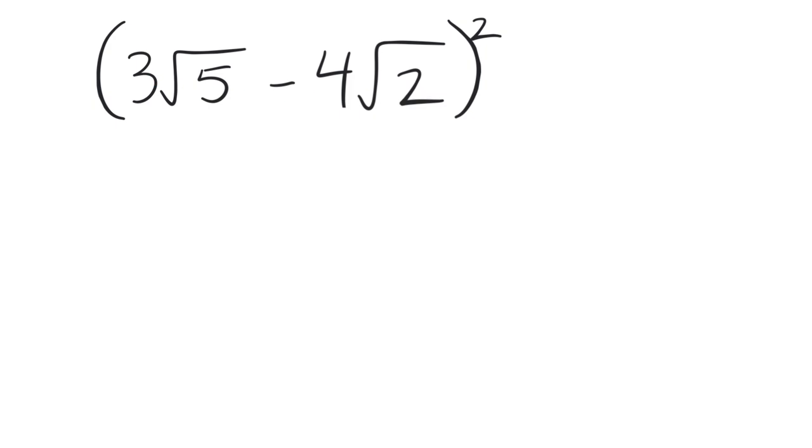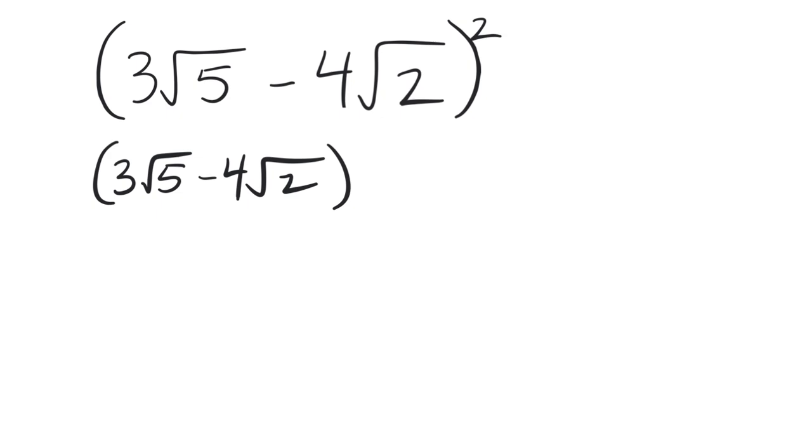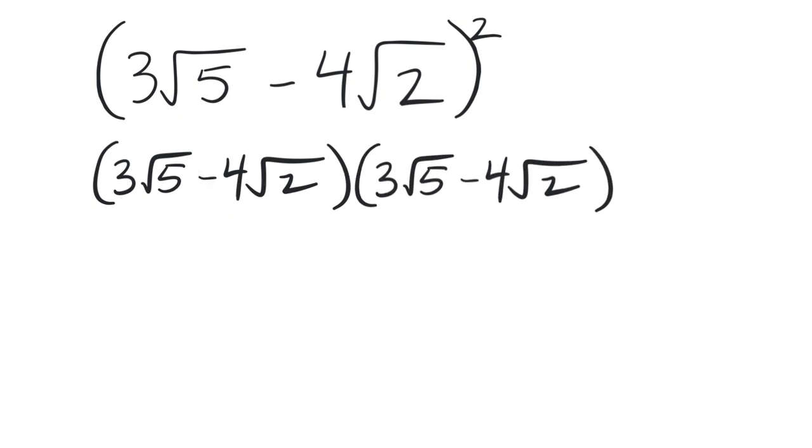terms together. So here's what I mean by that. We're going to take the binomial, which is 3 times the square root of 5 minus 4 times the square root of 2. That is what is being squared. So we're going to take it and just simply multiply it by itself like this. From here we can use distribution.